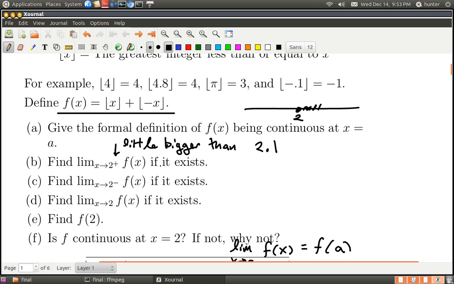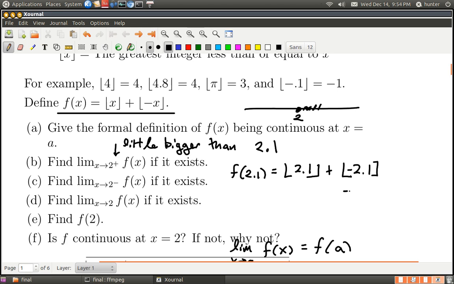So what is this function f doing at 2.1? Let's see. f of 2.1 is equal to the floor of 2.1 plus the floor of negative 2.1. This is a little tricky. What is the floor of negative 2.1? It's not negative 2, because negative 2 is actually greater. The floor has to be lower.